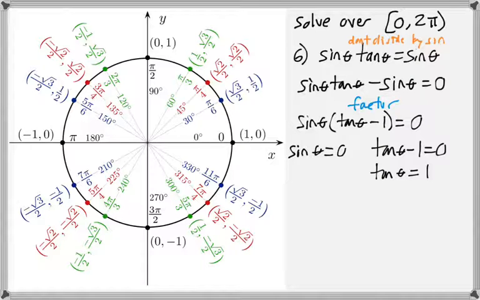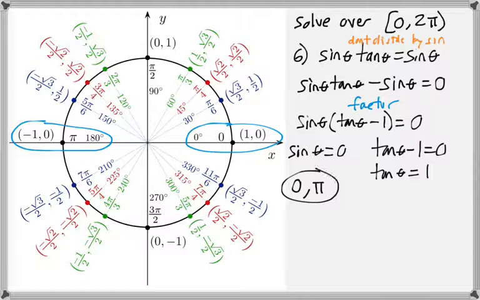Sine is the y values. So where are my y values equal to 0? That would be here at 0, and that would be here at pi. So 0 and pi are two answers coming from this branch of the problem.